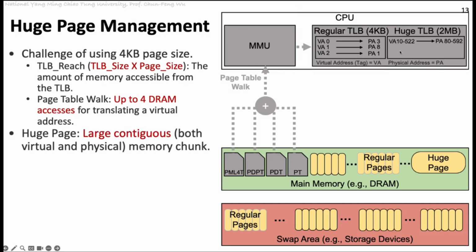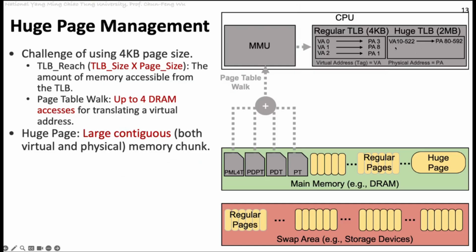The huge TLB will look like this. Virtual addresses 10 to 522. The reason it is from 10 to 522 is that a 2 megabyte huge page comprises 512 regular pages, right? 512 times 4 kilobytes equals 2 megabytes. So this virtual address range from 10 to 522 can be directly mapped to the physical address here. Then you can save a lot of virtual address translation entries in the TLB.